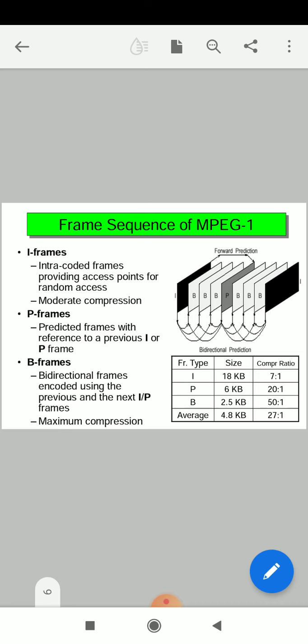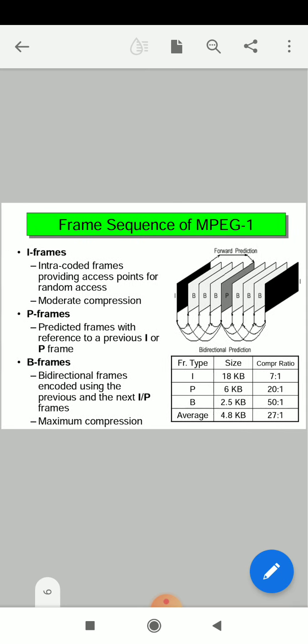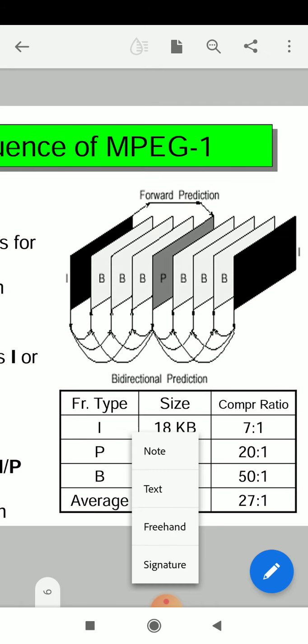An I frame is an intra-coded frame, providing access points for random access. P frames are predicted frames with reference to previous frames. B frames are bidirectional frames encoded using the previous and next I and P frames. It is used for compression. From the slide we can see where the I, B and P frames are located.